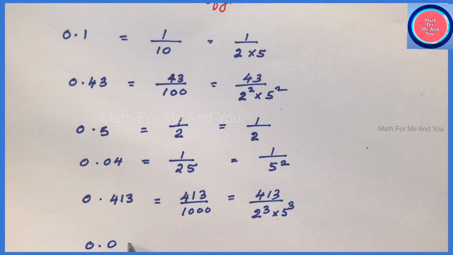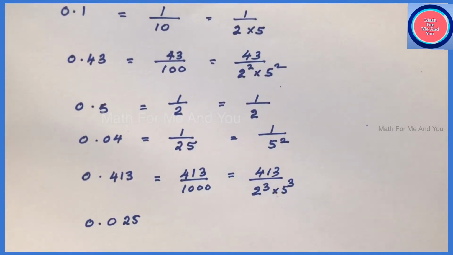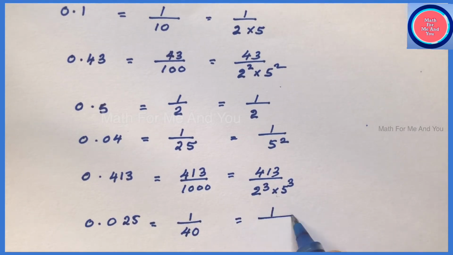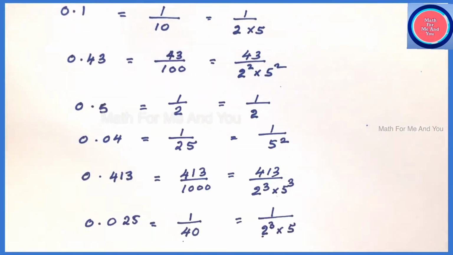Next one, 0.025. Its p by q form is 1 divided by 40. What is 40? 8 times 5. That means 8 is 2 power 3. So we can write 2 power 3 times 5. So 40 we split as 2 power 3 times 5.